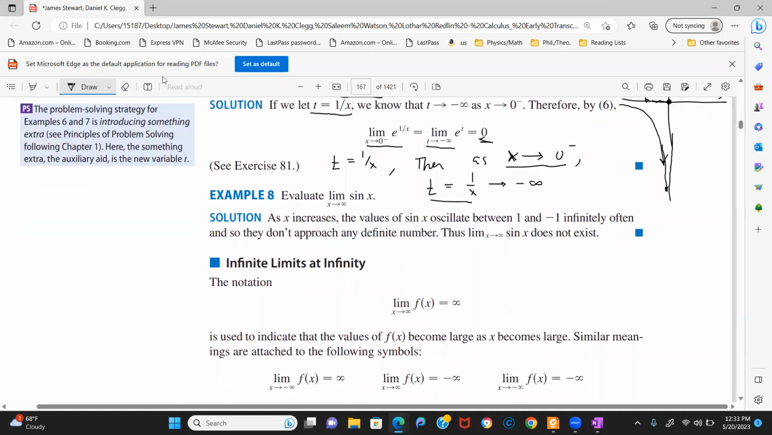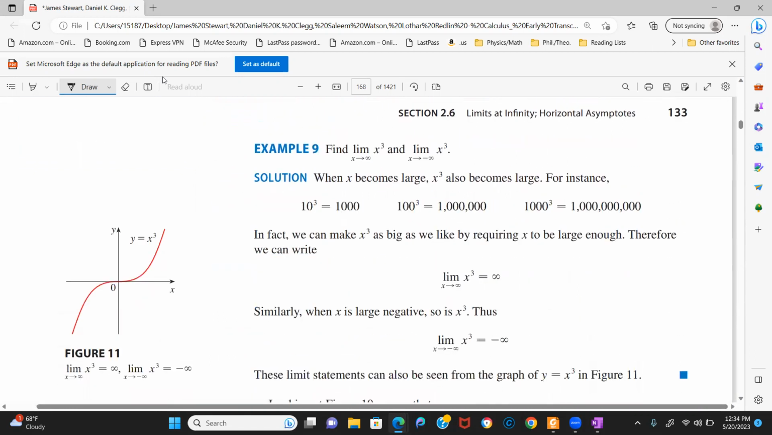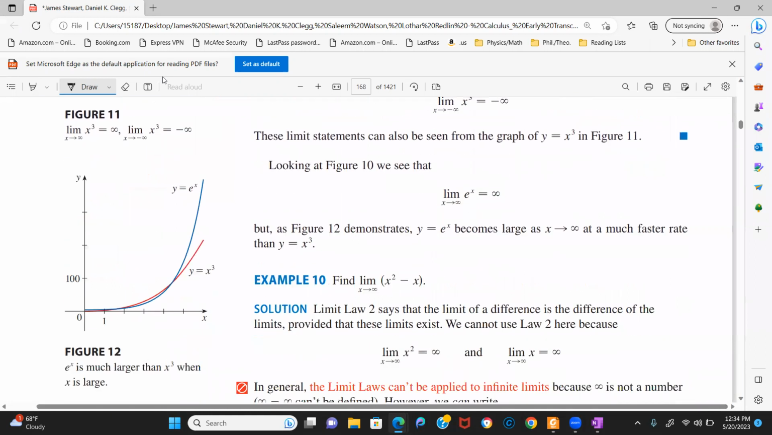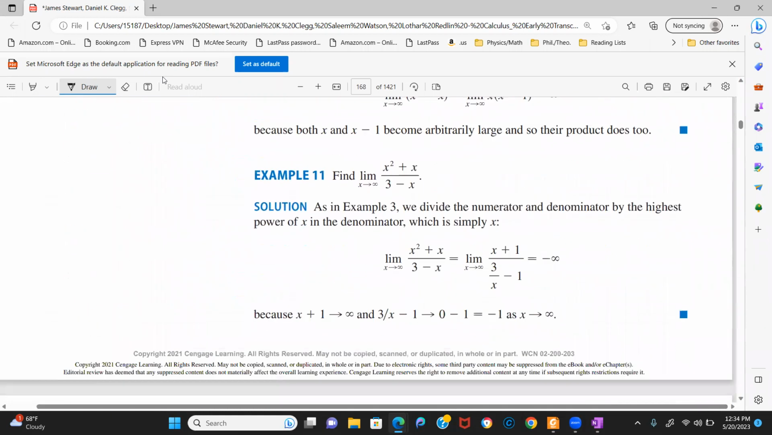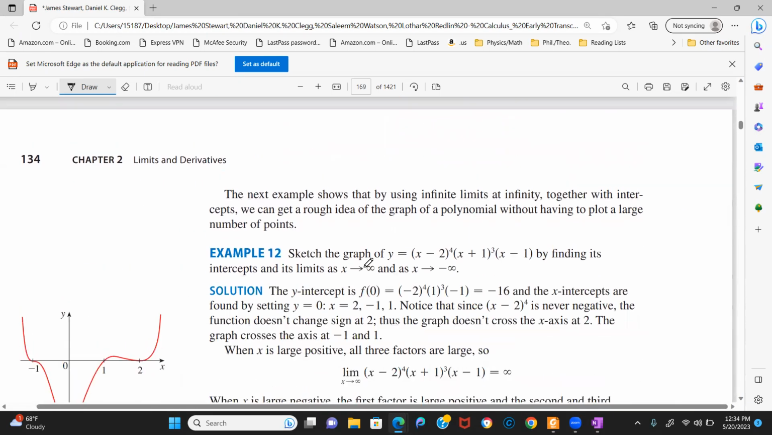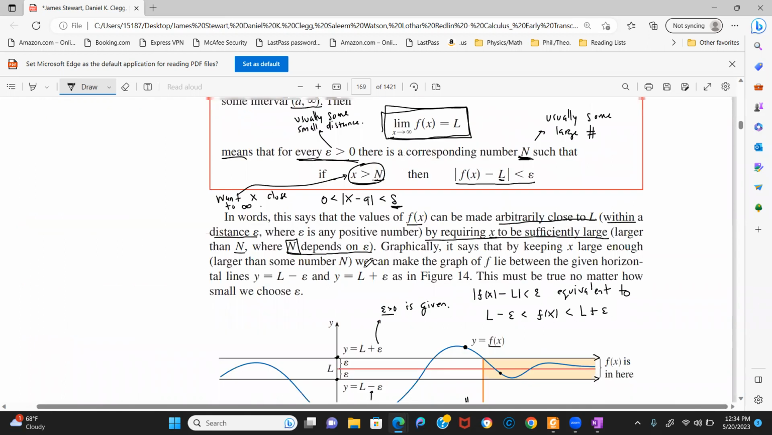This is kind of a dumb example, so this does not exist, because sine x just oscillates between -1 and 1 infinitely often, so it doesn't approach anything. Let's see. I don't think I really care about these a whole lot. I don't think anything like this is going to come up, so I don't think you need to worry about that. And I guess that's it.